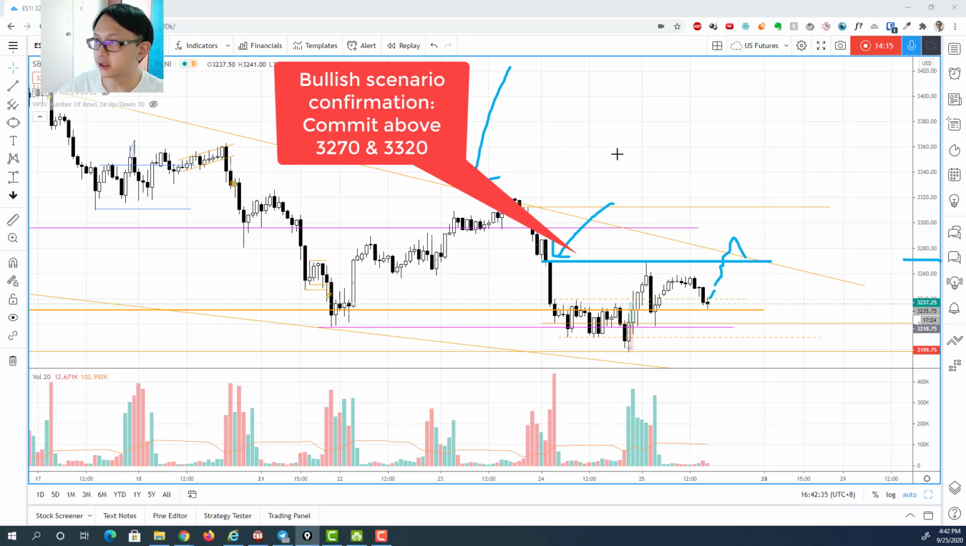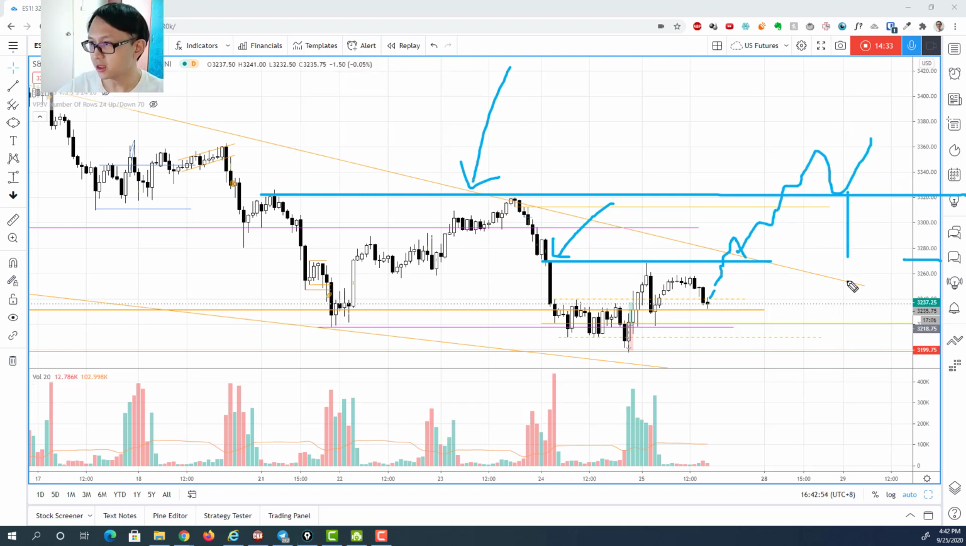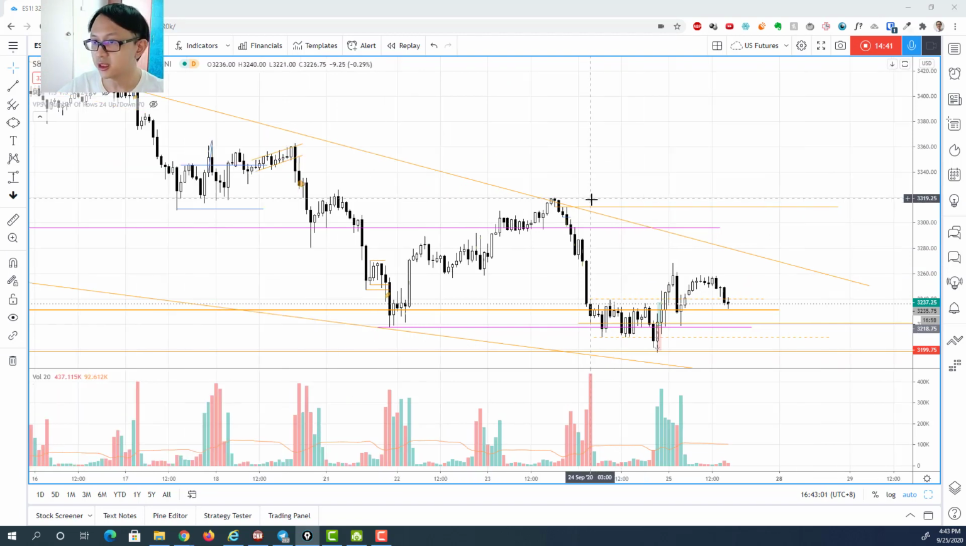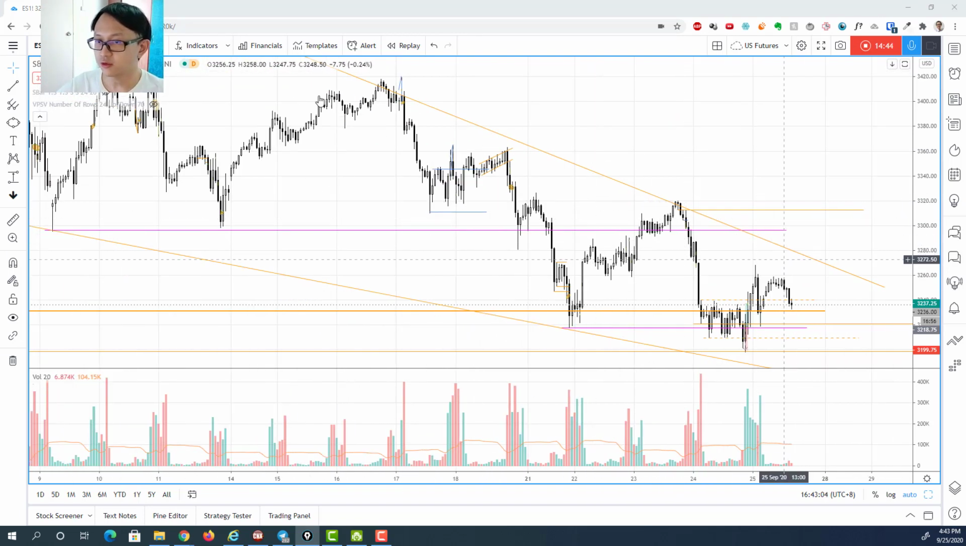So that's around 3260 or 3270. For the bullish case, definitely I want to see a commitment above the supply zone 3270, and subsequently the next resistance at 3320. So if we can just overcome these two levels, then I will switch to a bullish view for now, for the short-term period. Otherwise, I think that it still doesn't look that good, despite us having this down momentum fading and some kind of bearish rally with great volume as well.